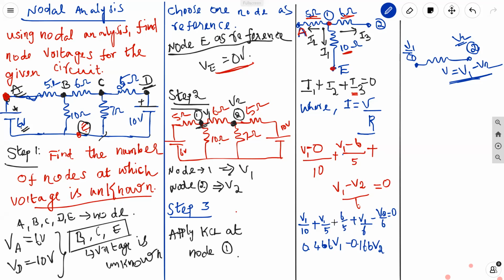1.2 minus 1.2, when you move that to the RHS, you'll get plus 1 point. Okay, this is equation number 1. Clear? So equation number 1: 0.466 V1 minus 0.166 V2 equal to 1 point.